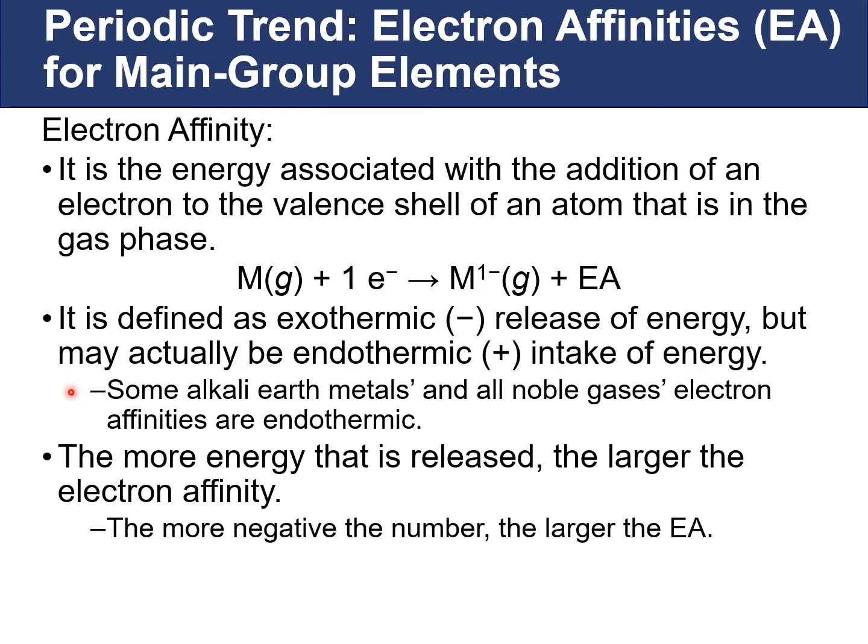Some of these include alkali earth metals, as well as all of the noble gases. The noble gases are very stable, and so it is difficult to either add or remove electrons from them. The more energy that is released, the larger the electron affinity will be. And as a result, the more negative the number will be, which would correlate to a larger electron affinity.